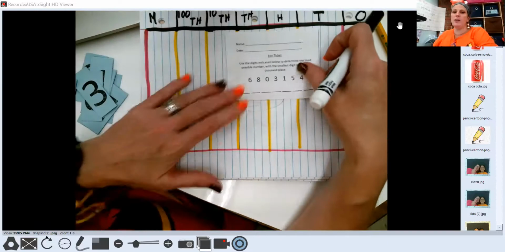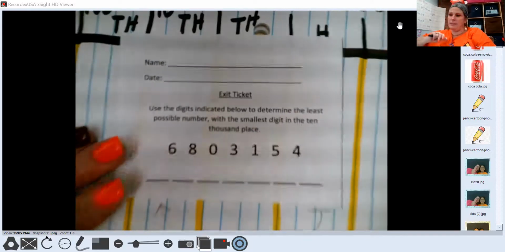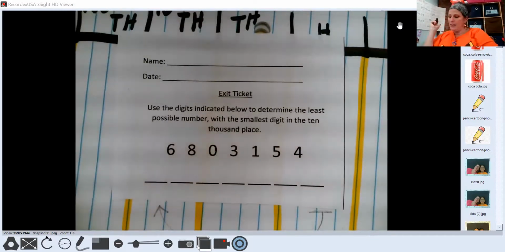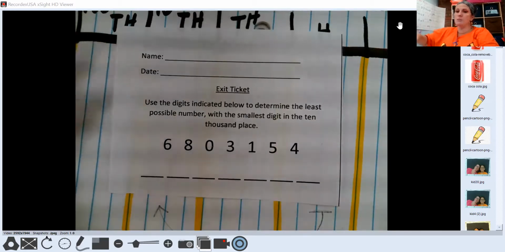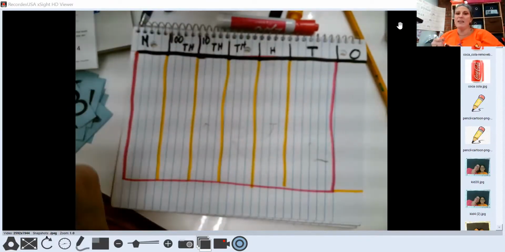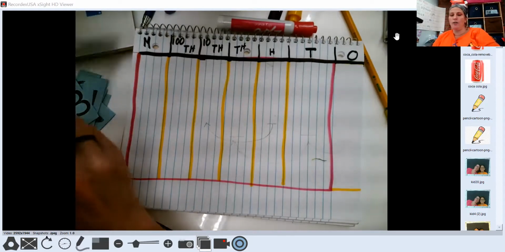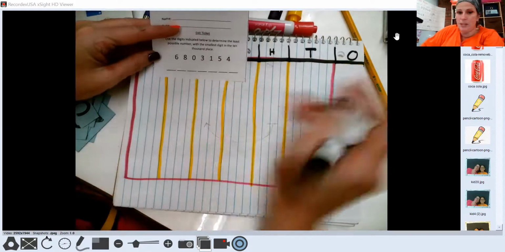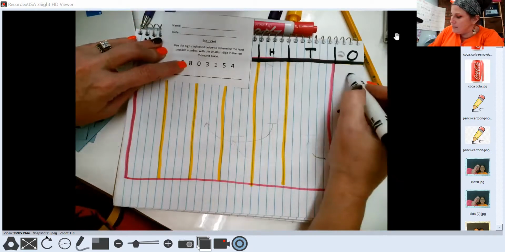All right, so now we're going to look at the way a typical problem would look similar to FSA. It says use the digits indicated below to determine the least possible number with the smallest digit in the 10,000s place. So the first place that I want to start with this is my place value chart, which we already have right here. Now I'm going to take my digits and I'm going to place my digits in order from least to greatest. So that means the greatest digit's going to be here. And my greatest digit on this set is the number 8.